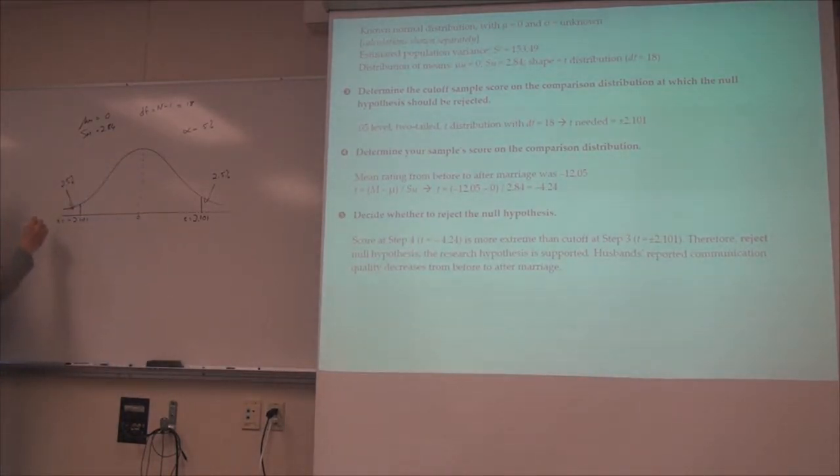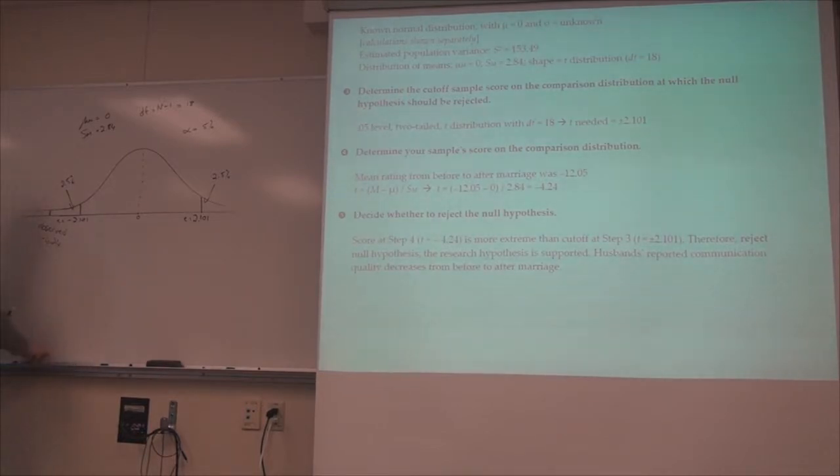That puts me, I'll just extend it so I have space. Doesn't have to be to scale here or anything, as long as I have the positioning right. That puts me over here. Let's say here observed, negative, let's say 4.24. So what do we conclude?